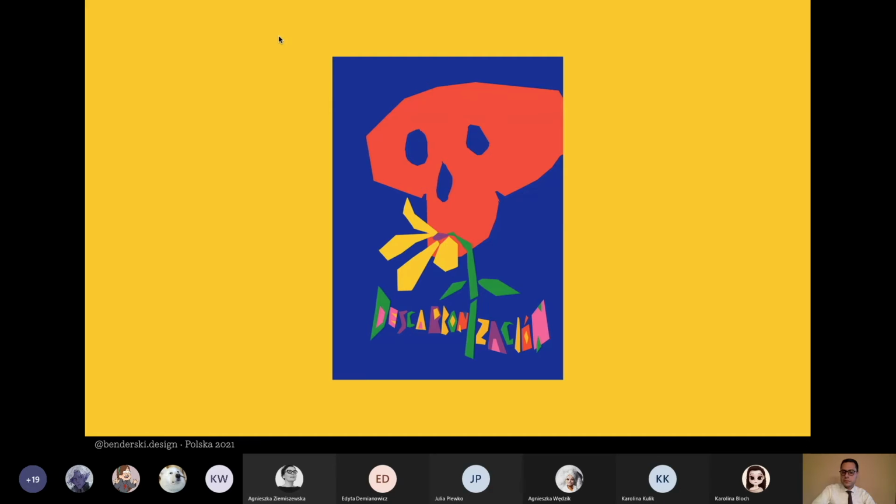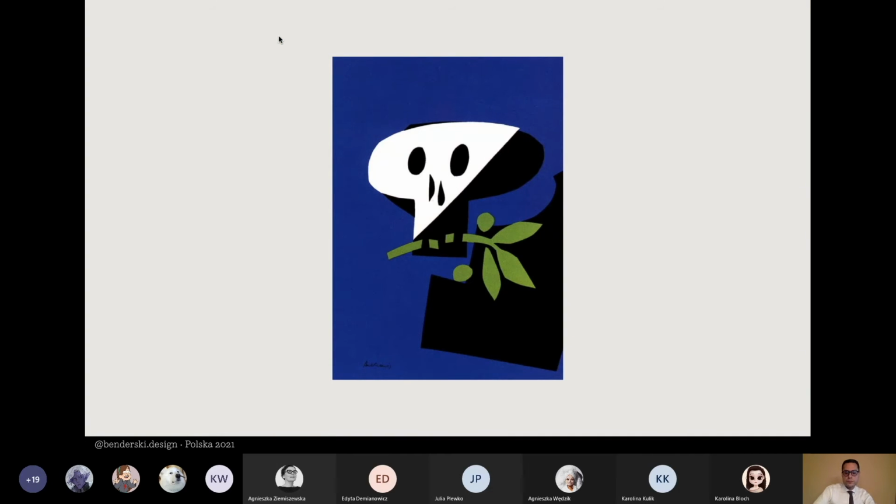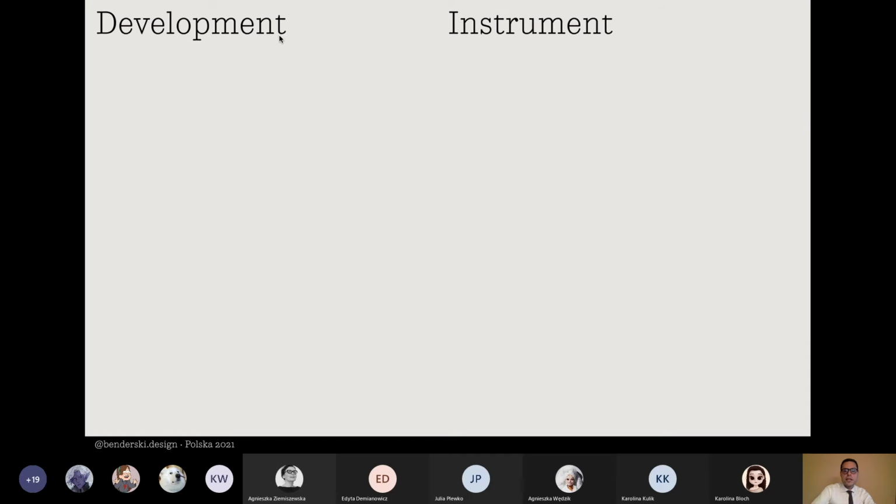So how was this image created? This image was created by looking at this image. This image was created by Paul Rand more than 50 years ago regarding peace. So you can see that the image that we created is like a sister or a brother of this image. So why not? Why can't we be inspired by a different image to create our own? And it's not that we copycat this image. No, we stand on this image to create a different one.